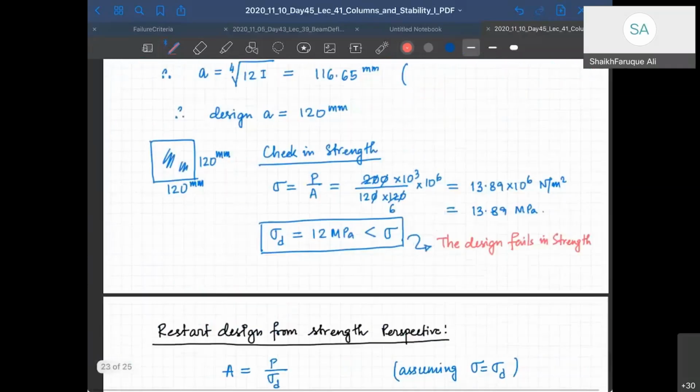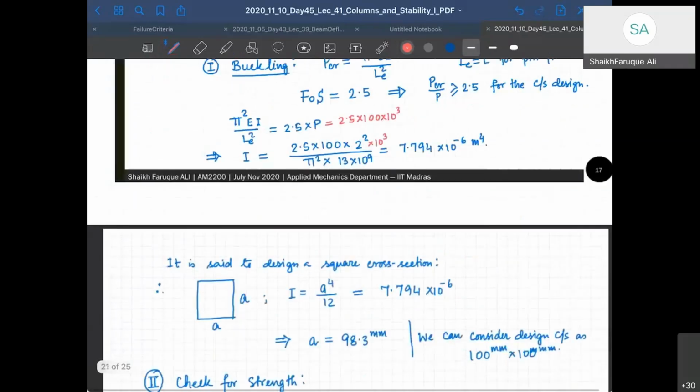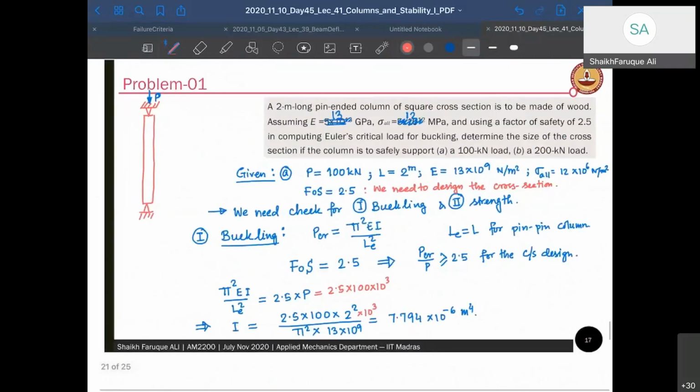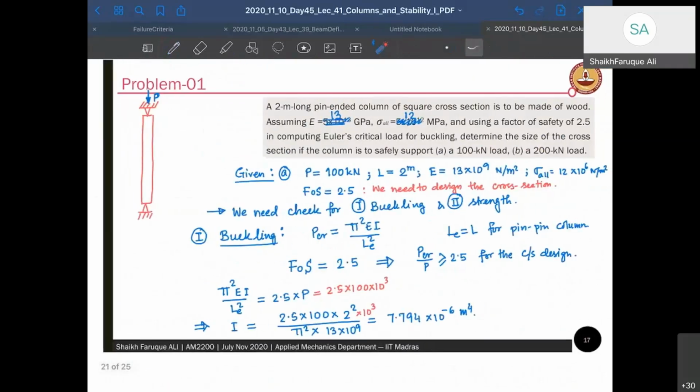Okay, so let's go into a problem. What the problem says is we have a 2-meter long pin-ended column. When I say pin-ended column, this is the pin. So this is 2 meters long, and its cross section is a square.